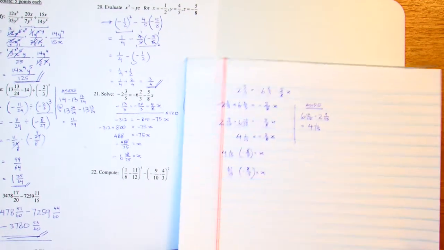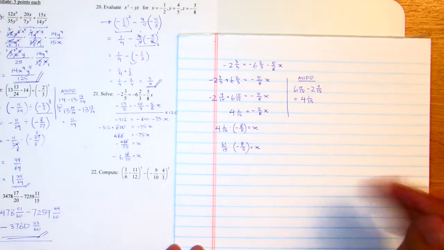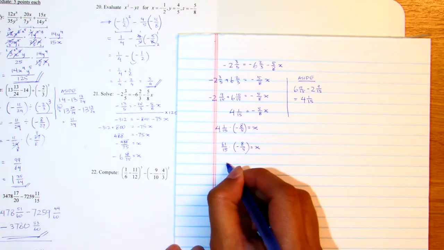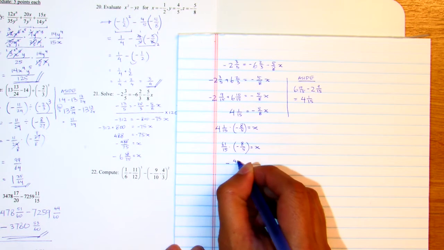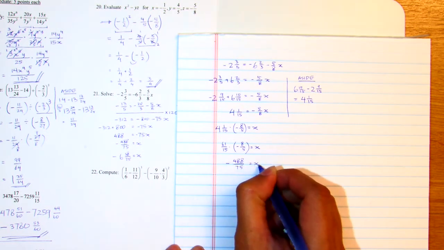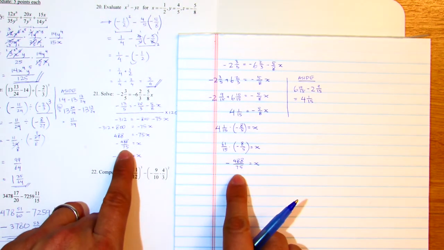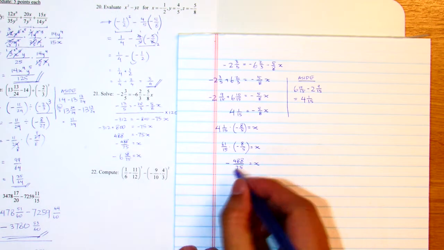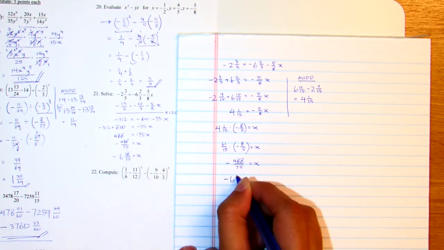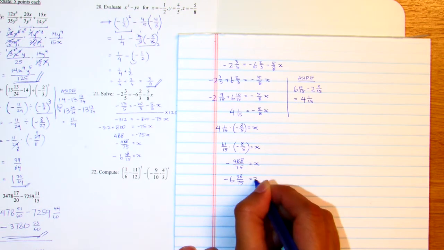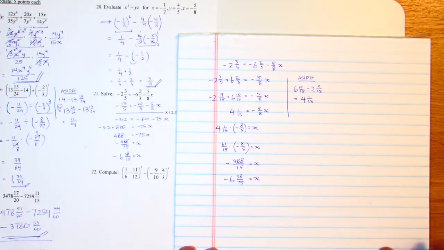And then it seems like I cannot do cross cancelling, huh? Then it will be negative 488 over 75 equals x. Notice that that's what we have here. Okay, notice that they're the same. Now therefore this will give me negative 638 over 75 equals x. Okay, that's another way to do it.